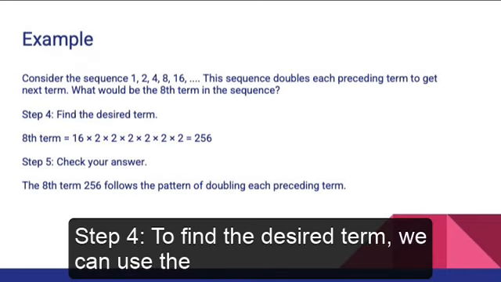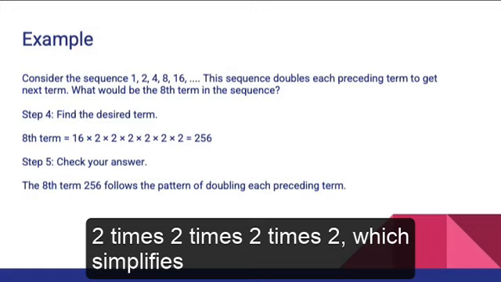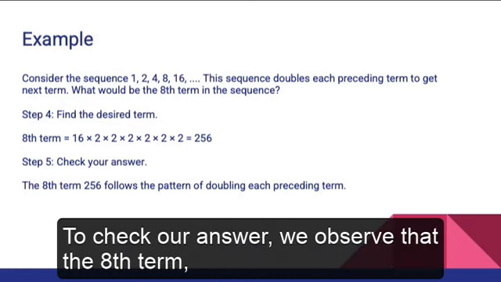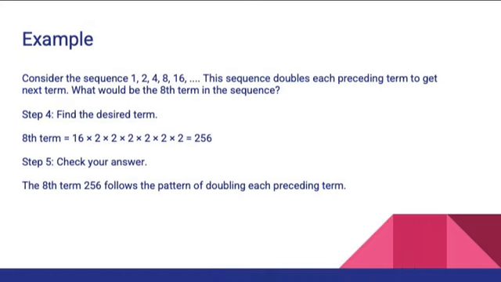Step 4. To find the desired term, we can use the formula 8th term equals 16 times 2 times 2 times 2 times 2 times 2 times 2, which simplifies to 256. Step 5. To check our answer, we observe that the 8th term, 256, follows the pattern of doubling each preceding term.